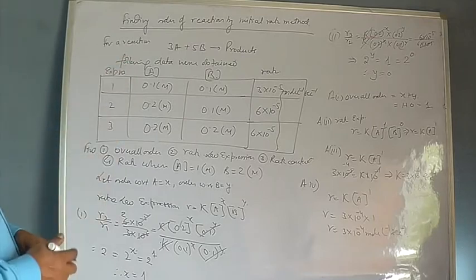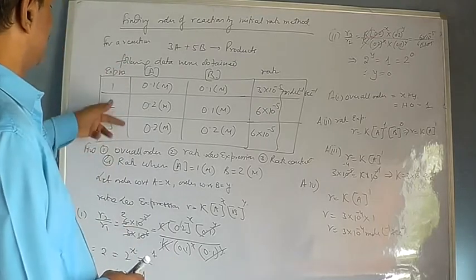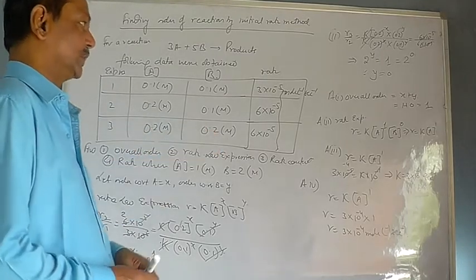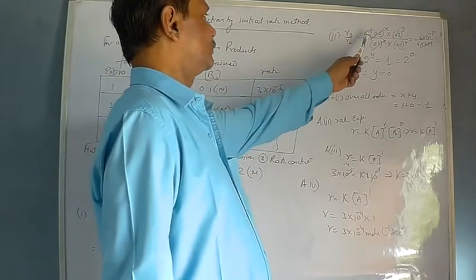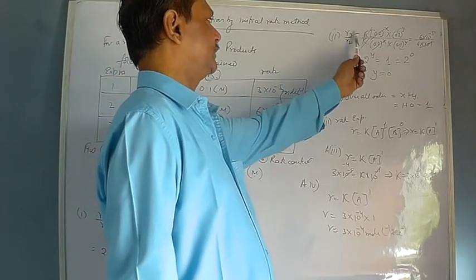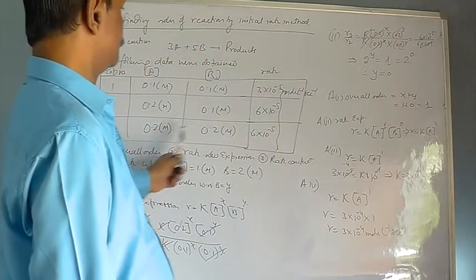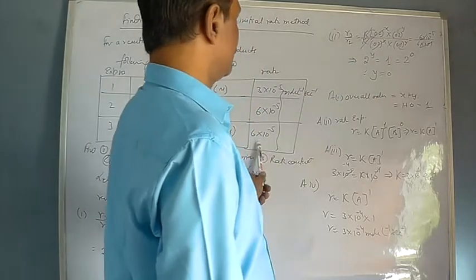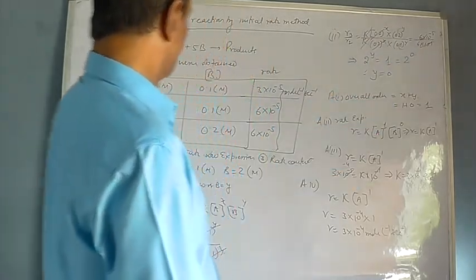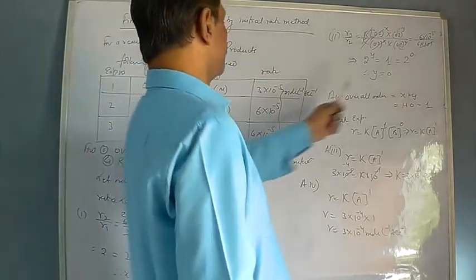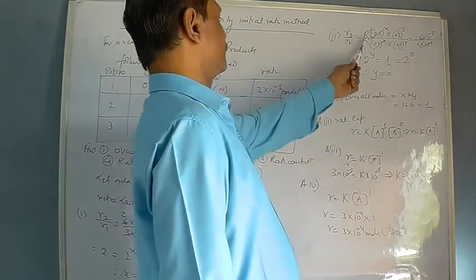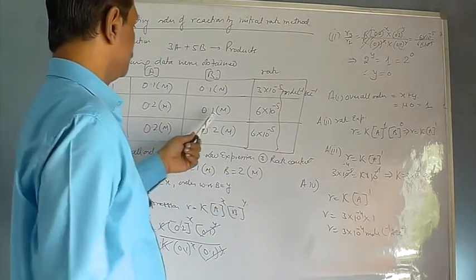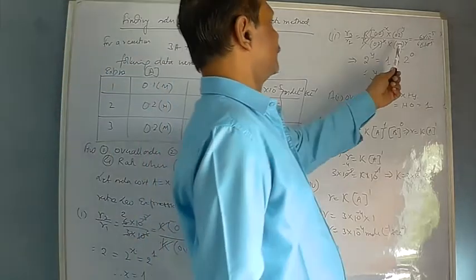Same thing we are going to do in the next step. We are going to divide R3 by R2. Same values will get cancelled and we will be able to find out order with respect to Y. So R3 by R2, some constant K at R3, concentration of A was 0.2, concentration of B was 0.2, so 0.2 to the power X, 0.2 to the power Y, and rate was 6 into 10 to the power minus 5. Then R2, rate was 6 into 10 to the power minus 5, R2 equal to some constant K, molar concentration of A 0.2, so 0.2 to the power X, molar concentration of B 0.1, so 0.1 to the power Y.